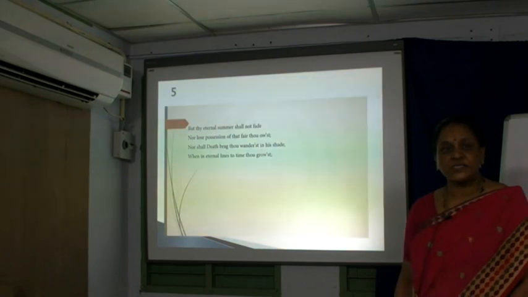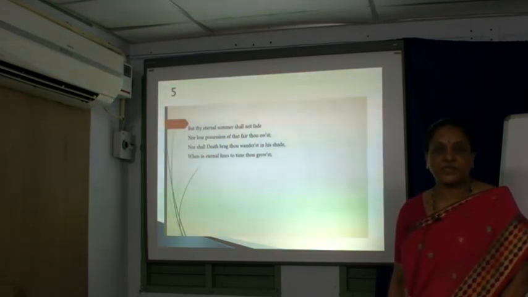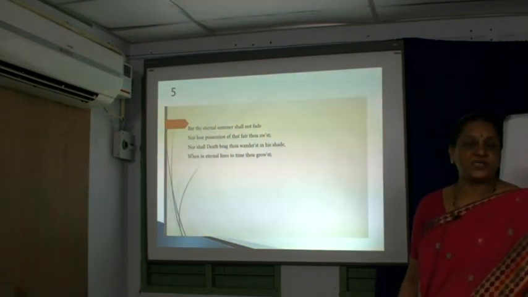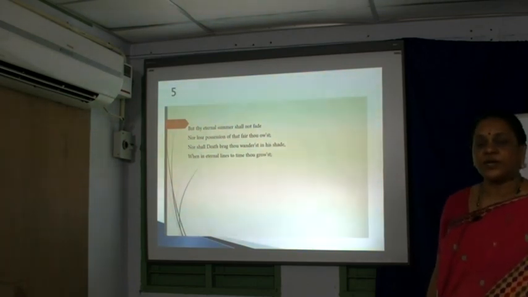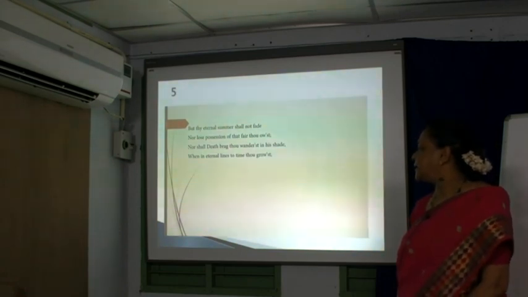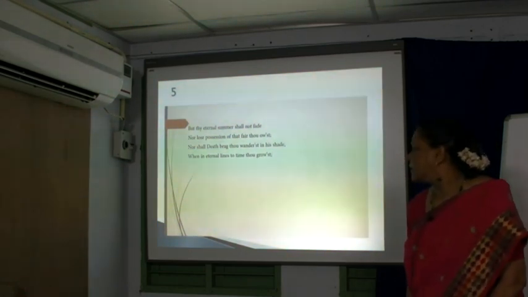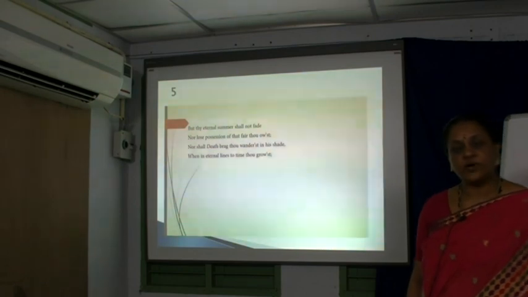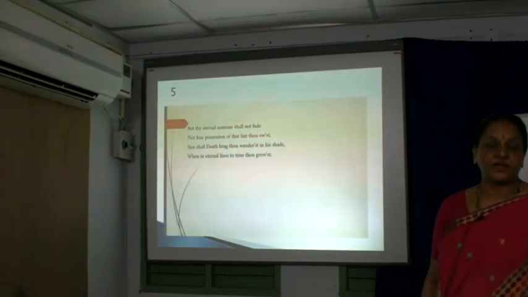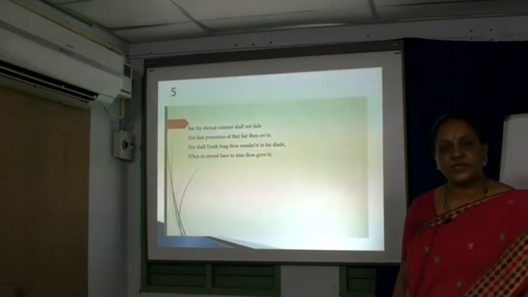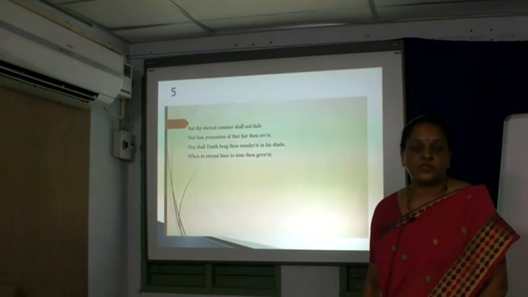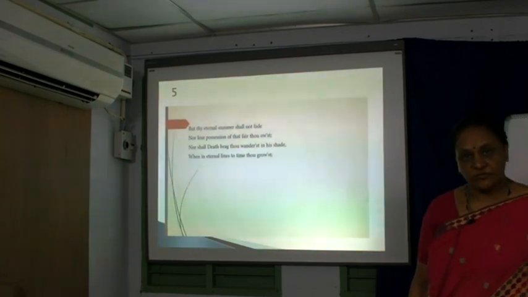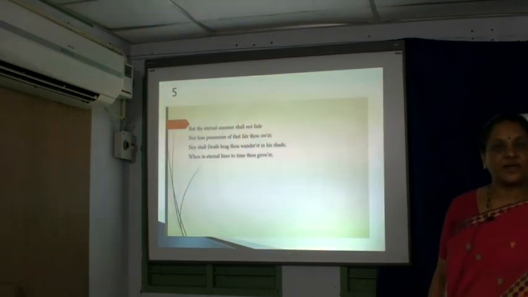So usually death brings an end to everything, but in this case, the poet's friend's case, it is different. The poet says that death cannot proudly say that he has brought an end to the beauty and youthfulness of his friend. When in eternal lines to time thou growest. So he says that his friend will live forever. His beauty and youthfulness will be there. It is immortalized in his poetic lines. Thus Shakespeare says that he has immortalized the beauty and youthfulness of his friend in his poetic lines.